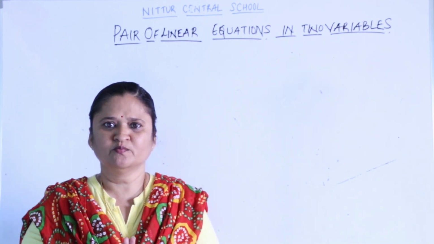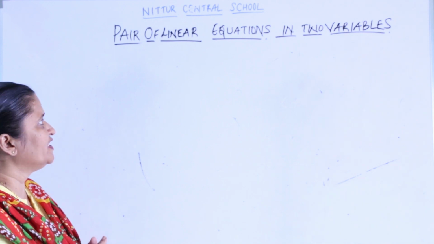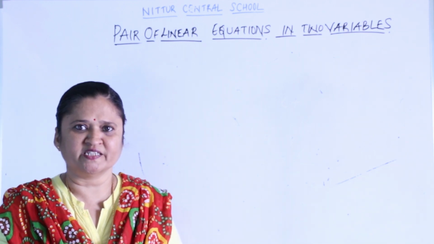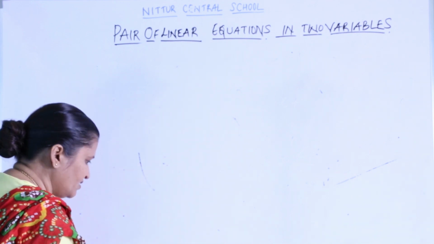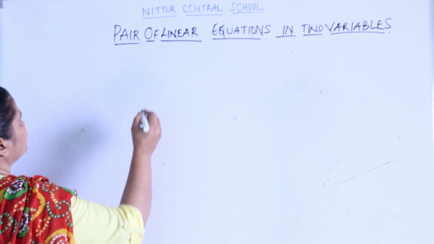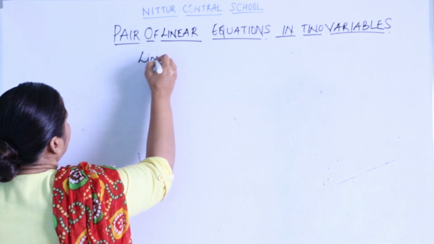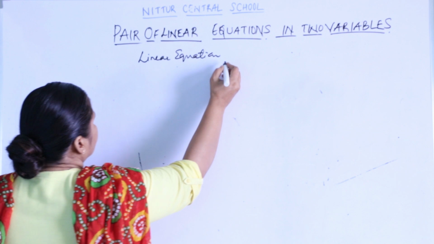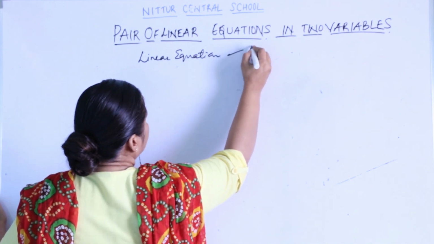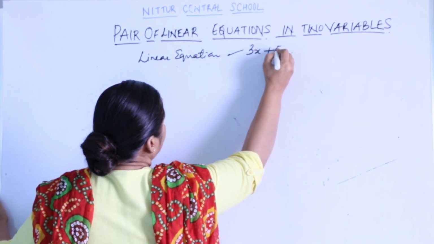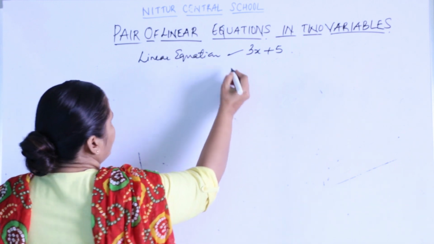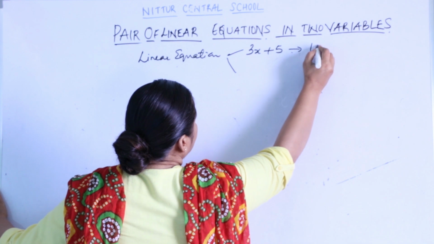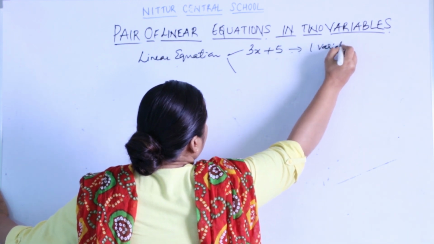Today, let's learn more about pair of linear equations in two variables of class 10th CBSE. You have already learned what a linear equation is. Linear equation in one variable, for example, is 3x plus 5. This is called linear equation in one variable.